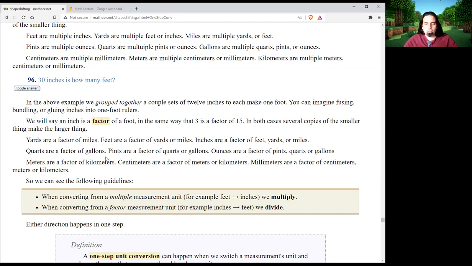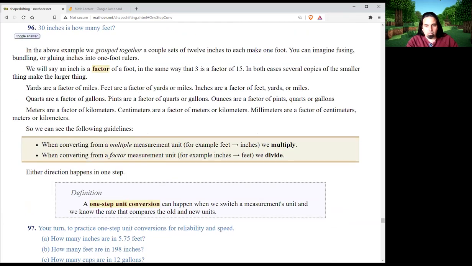So when we are, here's our cute memory device.